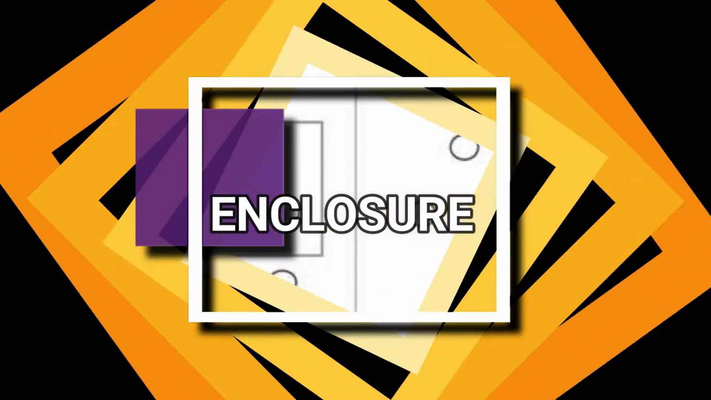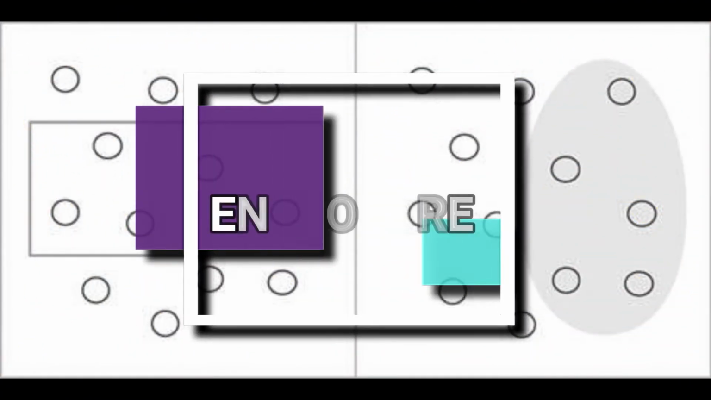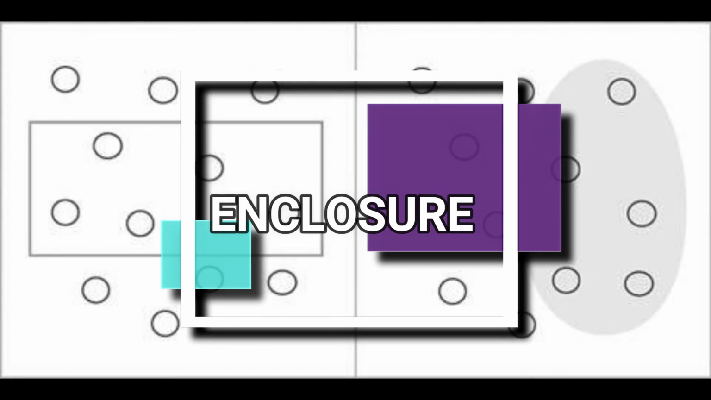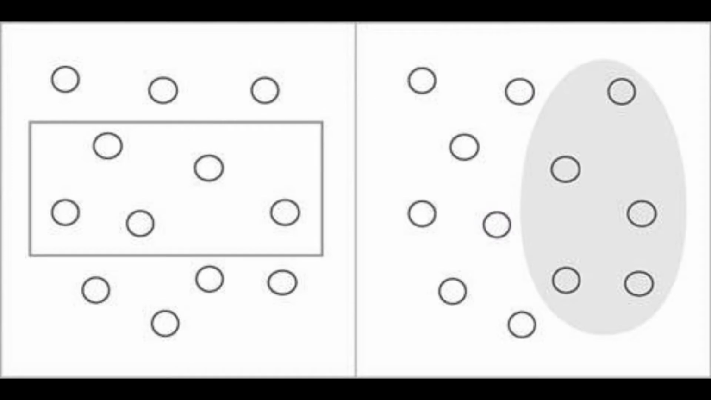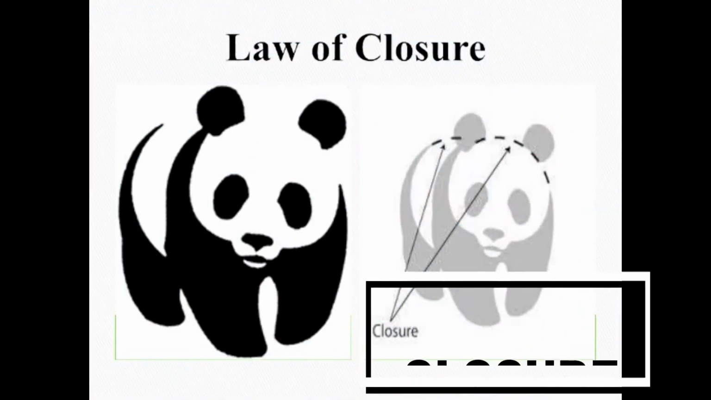Another principle is enclosure. The Gestalt principle of enclosure points out that any form of visual enclosure causes us to see the enclosed objects as a group. This principle is usually exhibited in the use of borders, fill colors, and shadings in tables and graphs to group information and set them apart. The next principle is closure.